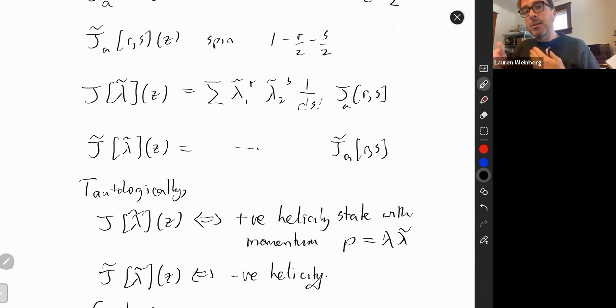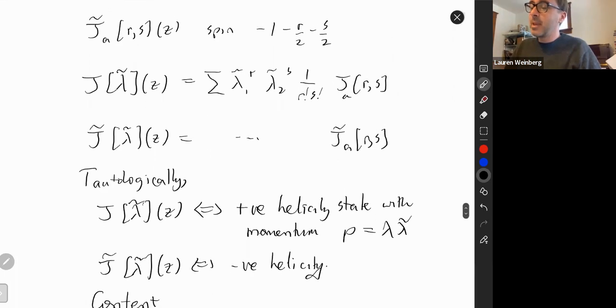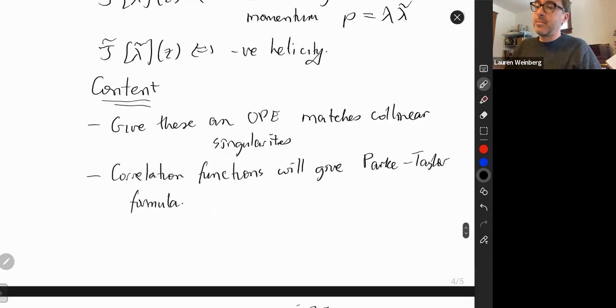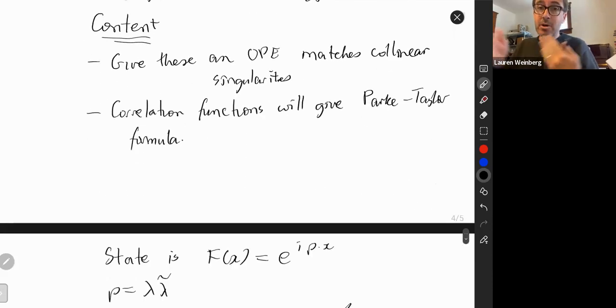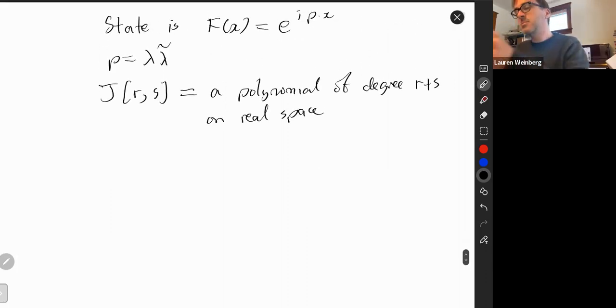So then the OPEs can be thought of as what happens when two soft states become collinear. Okay, so are you happy with that?